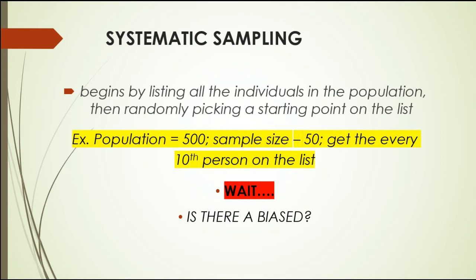Question: is there a bias? We said that probability should be non-biased. If you take every 10th person on the list, what about 11 to 19? Right? However, there will be no bias there, because you are the one who set that only every 10th person will be taken. Okay? So what you want is only 10, 20, 30, and so on, and you will not take 1 to 9 and 11 to 19 and the like. However, this has a high degree of representativeness.